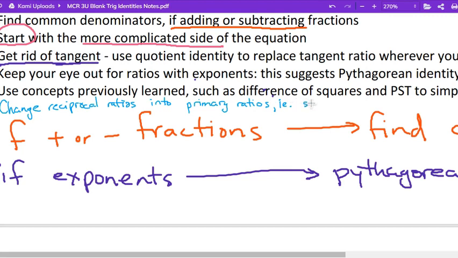I.e., if you have cosecant theta, we're going to write it as 1 over sine theta. Basically, we're trying to get everything into sine and cosine, just as a way of simplifying. We're getting rid of tan. We're getting rid of cosecant, secant, cotangent. Move everything into sine and cosine. Does that help? Make everything sine and cosine.